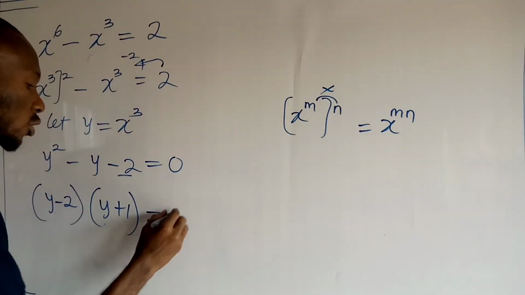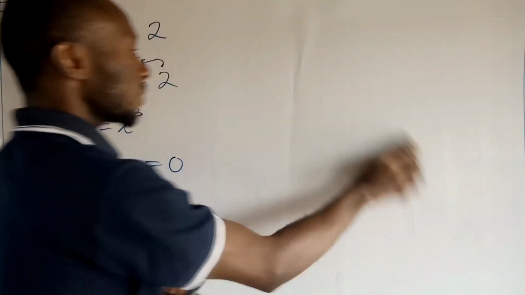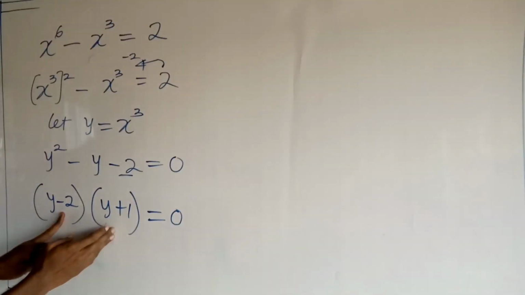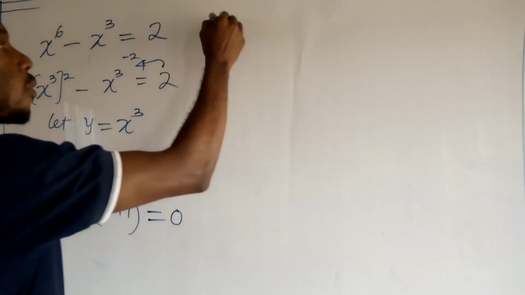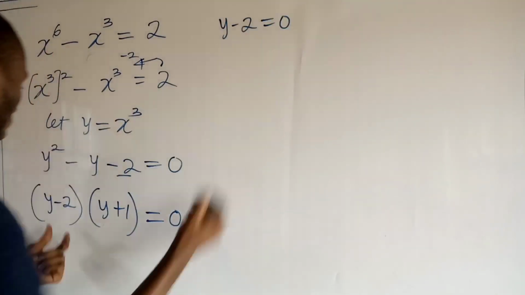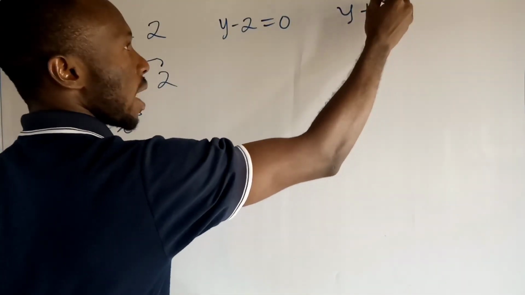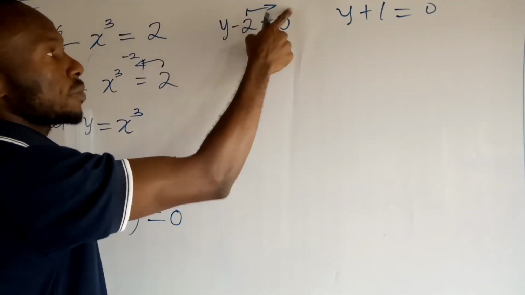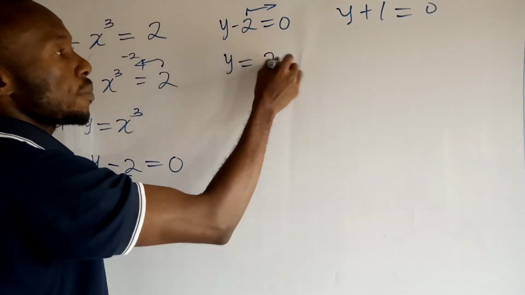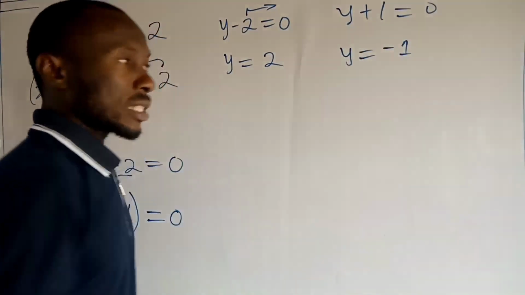All equal to 0. Now the next thing we want to do is to equate each of these factors to 0 so you can get the values of y. So I'll say y minus 2 is equal to 0, that's the first one. Then we have y plus 1 is equal to 0. Now from here, when you collect like terms, y is equal to +2, and here we have y is equal to -1.